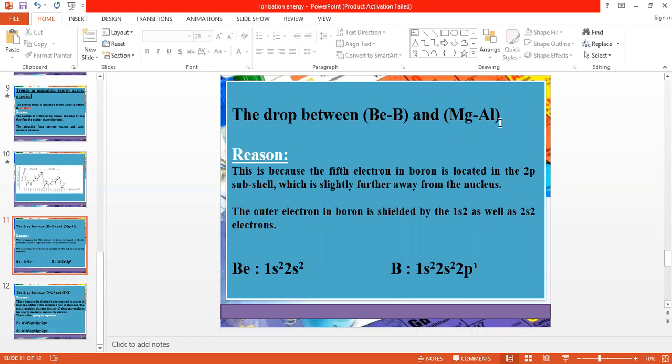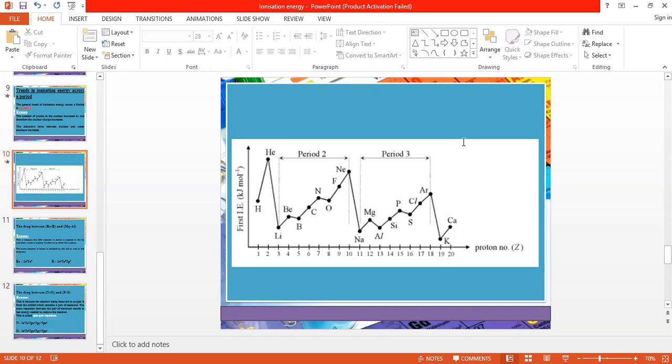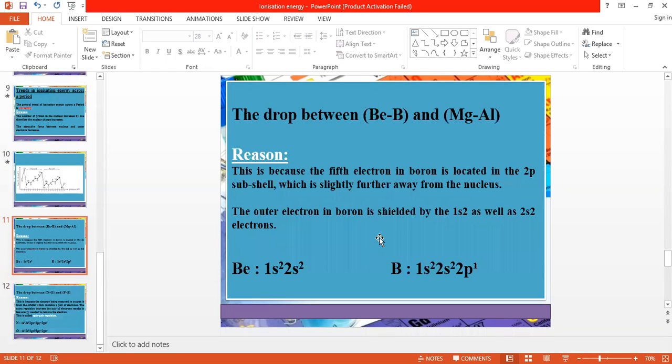Magnesium and aluminum. The drop between magnesium and aluminum. I am going back, you can see magnesium and aluminum. Beryllium and boron, they wrote on the next slide. Magnesium and aluminum, then we will study others. So see here, why is magnesium greater than aluminum? Why is the first ionization energy of magnesium greater than aluminum?